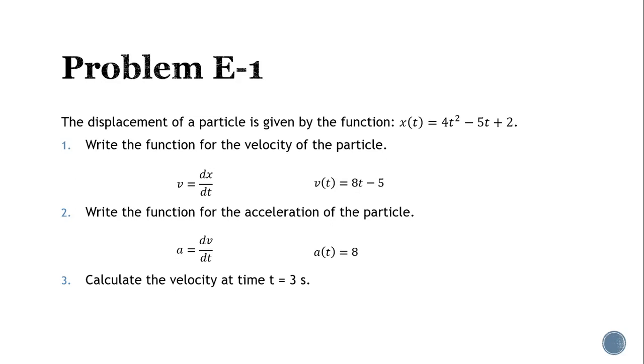8t minus 5 becomes 8. Well, in order to find the velocity at time t equals 3 seconds, plug 3 into your velocity equation. 8 times 3 minus 5 gives you 19 meters per second.